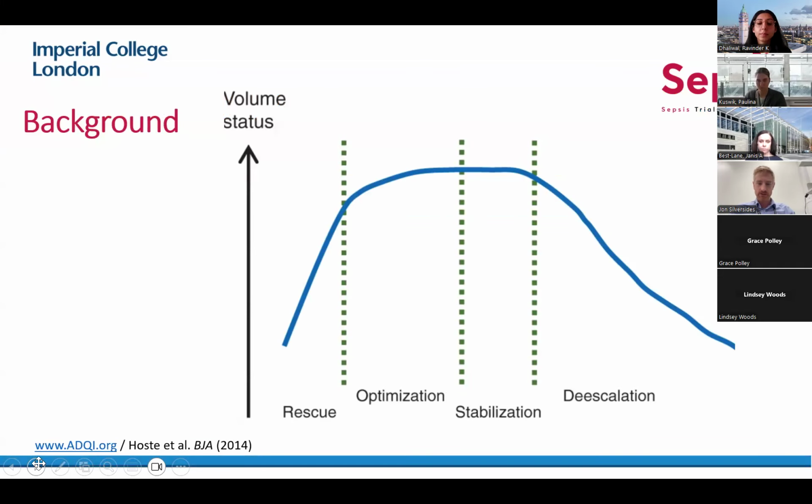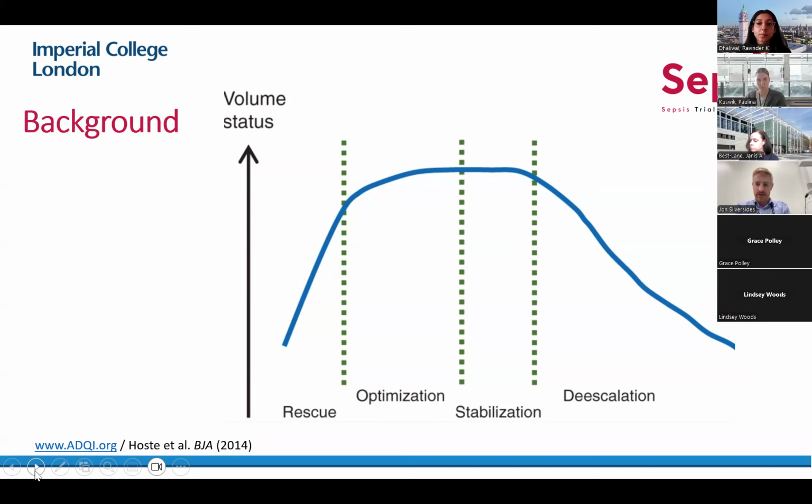So some of you may have seen a diagram like this before. So this is trying to represent the different stages of how we manage fluids in sepsis and other critical illness states. And assuming you have some background in critical care, you'll be very familiar with this. So the rescue stage, if you like, is, and there are different terms for these things. These are just fairly arbitrary names, and in truth, patients merge from one to the other and sometimes back again. So this is very much a conceptual idea.